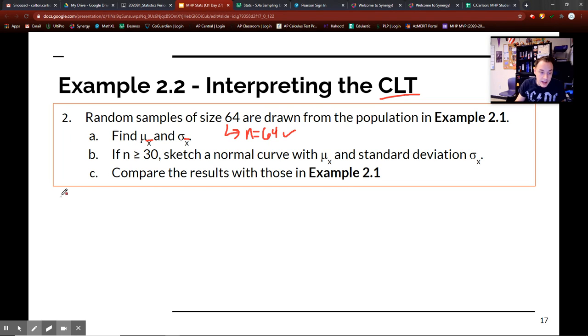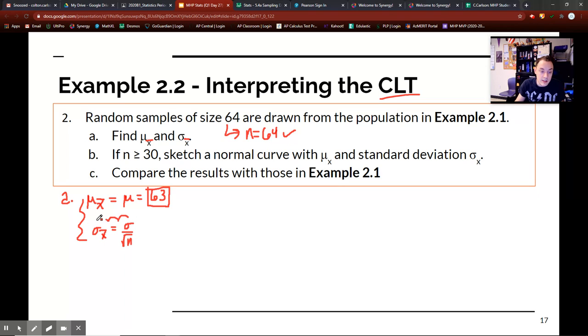Well, let's do A first. What is the mean of my sample means? That's going to equal my population mean, and my population mean doesn't change. It was actually 63, so I'm going to continue that mean from the previous example. Now, the standard deviation of my sample means: that's going to be my population standard deviation all over the square root of n.